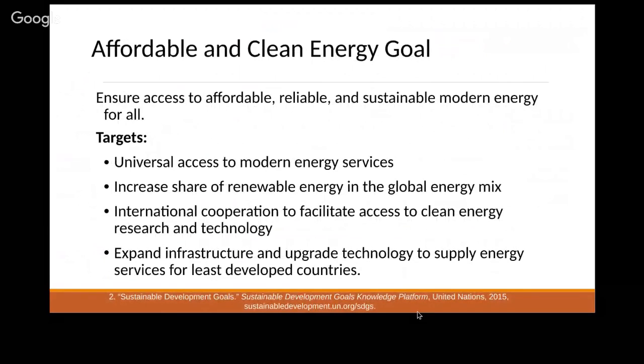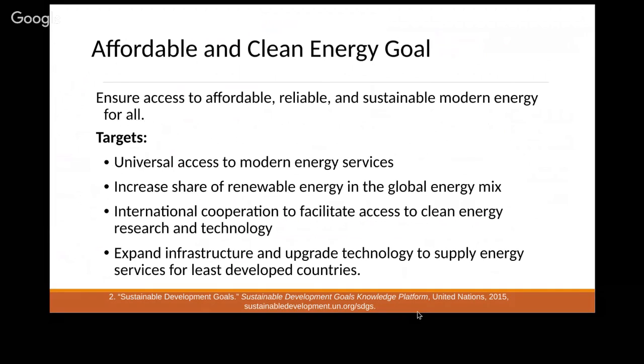The first Sustainable Development Goal I will talk about is the Affordable and Clean Energy Goal to ensure access to affordable, reliable, and sustainable modern energy for all. Targets set to achieve this goal include ensuring universal access to modern energy services and substantially increasing shares of renewable energy in the global energy mix. These 2 targets can be achieved by growing international cooperation to facilitate access to clean energy research and technology.